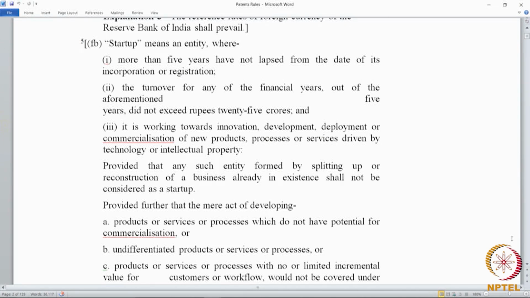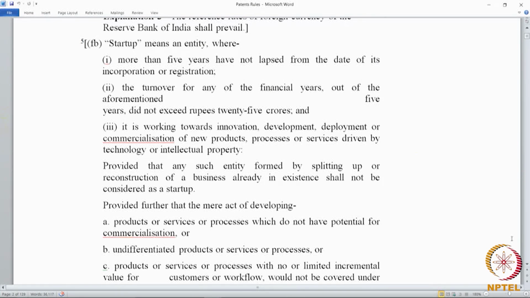The first requirement is with regard to its existence, the time period since it came into existence, that should not be more than 5 years. The second requirement pertains to its turnover. The turnover should not exceed 25 crores in the 5 years since its incorporation or registration. The first requirement was with regard to the term, for how long it has been in existence. The second requirement is with regard to its turnover, its financial position. The third requirement is with regard to what the startup does.